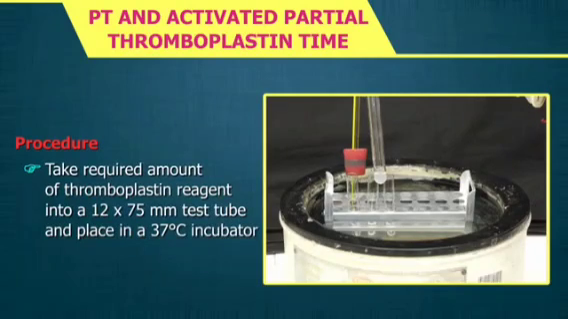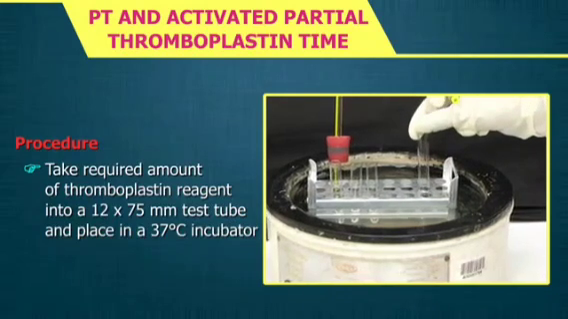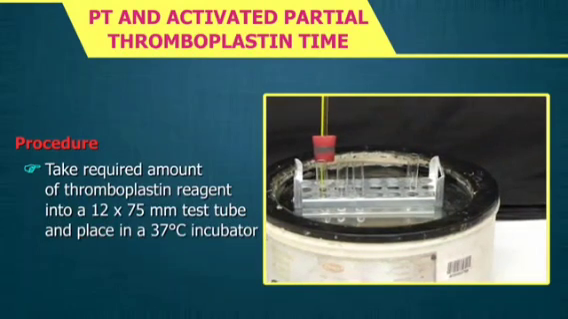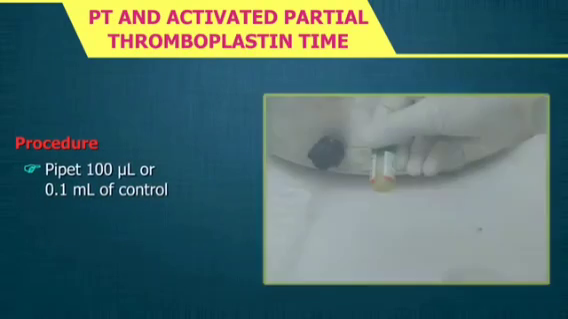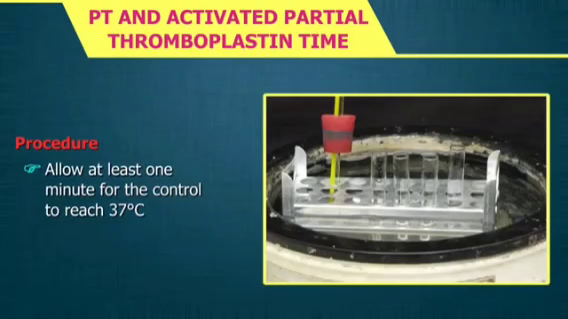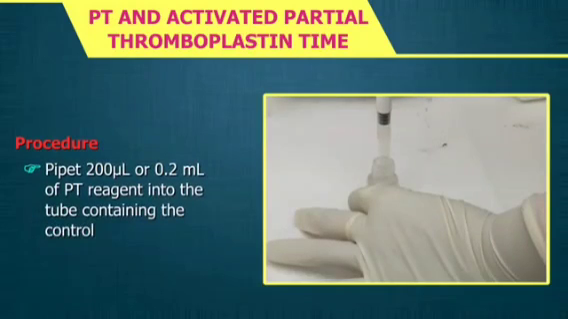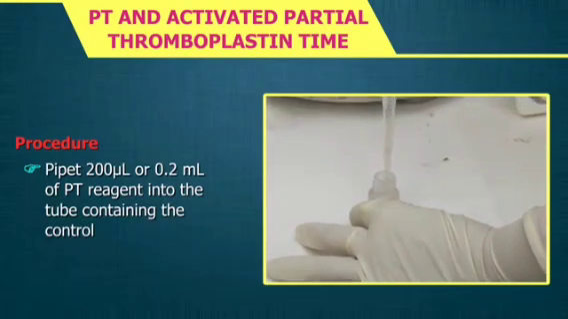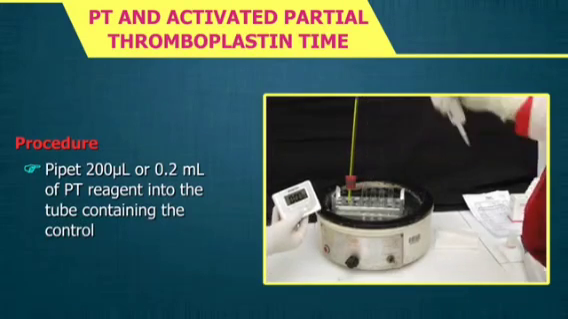2. Take the required amount of thromboplastin reagent into a 12 by 75 mm test tube and place in a 37 degrees Celsius incubator. 3. Pipette 100 microliters or 0.1 ml of control. 4. Allow at least 1 minute for the control to reach 37 degrees Celsius. 5. Pipette 200 microliters or 0.2 ml of PT reagent into the tube containing the control.